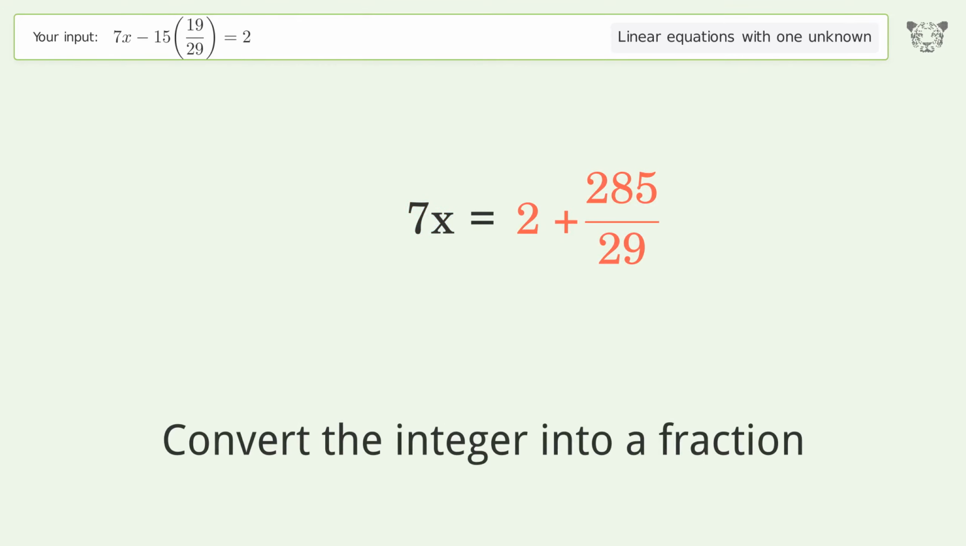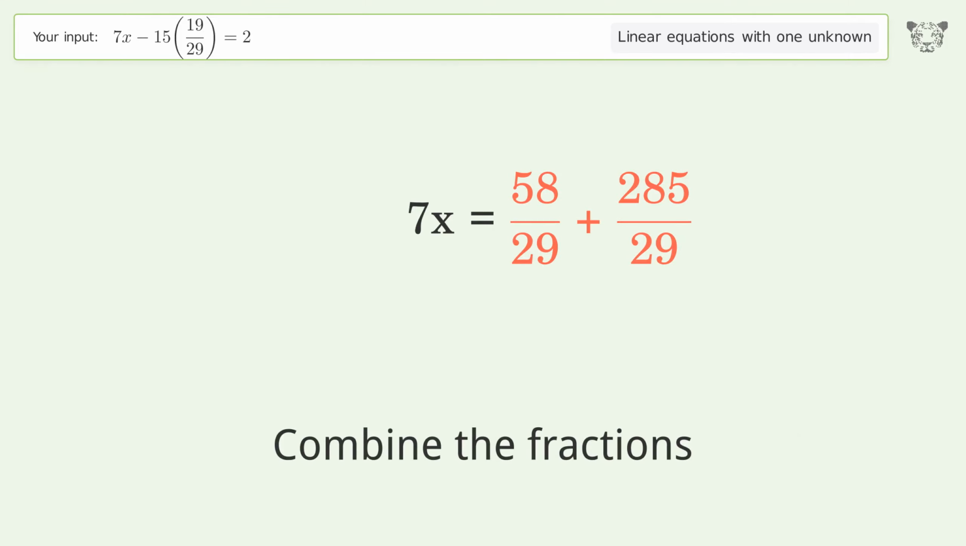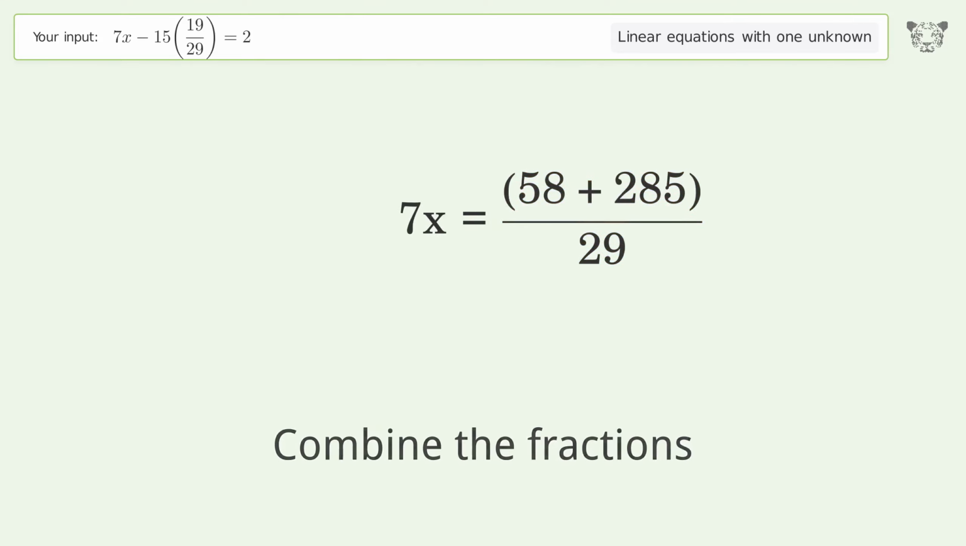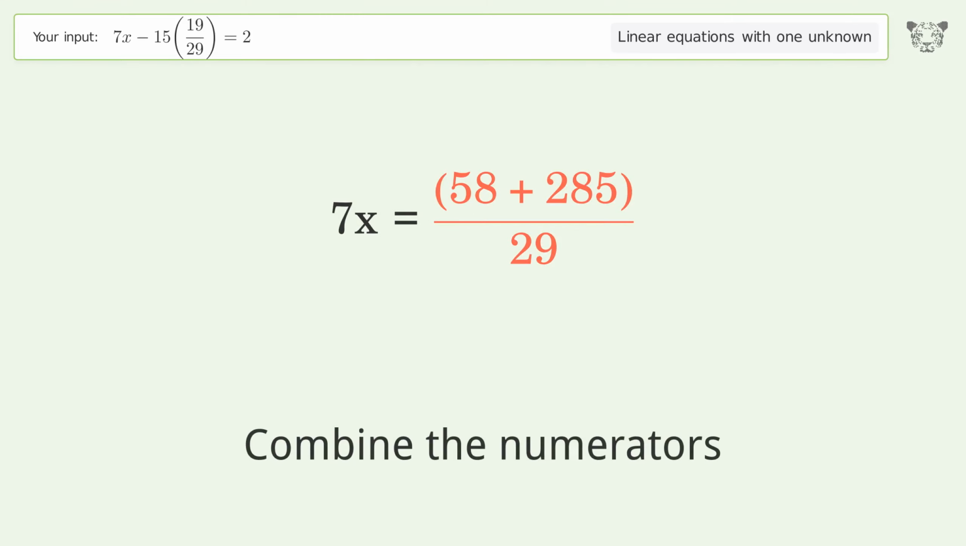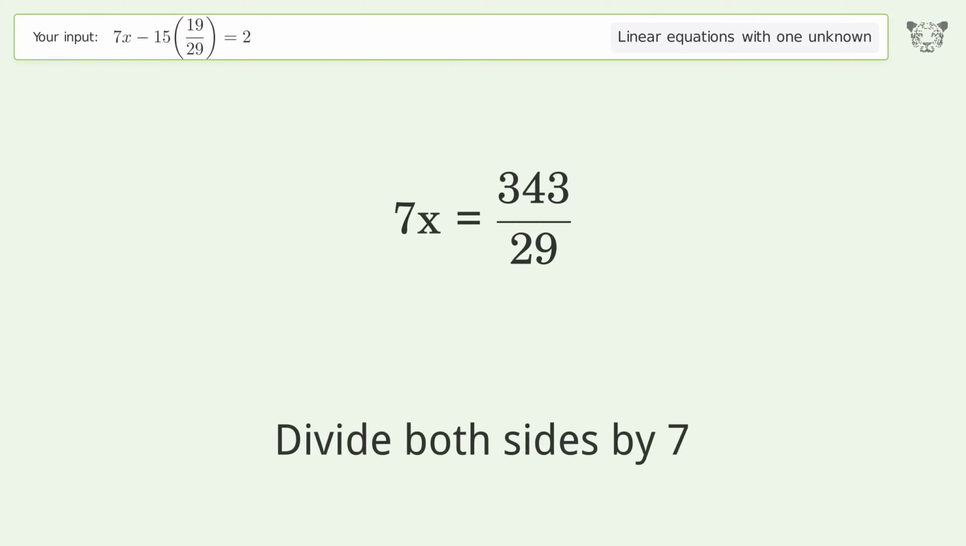Convert the integer into a fraction. Combine the fractions. Combine the numerators. Isolate the x. Divide both sides by 7.